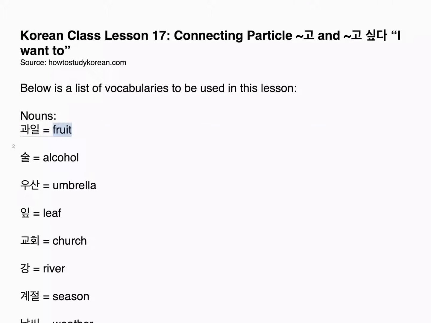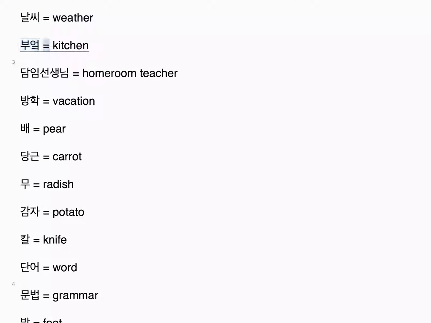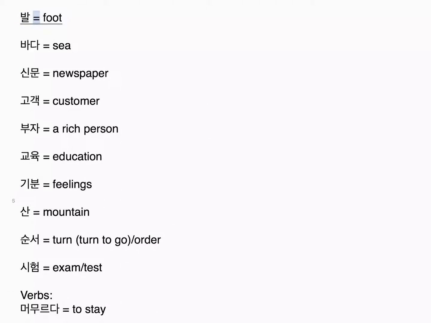Nouns. 과일 equals fruit, 술 equals alcohol, 우산 equals umbrella, 입 equals lip, 교회 equals church, 강 equals river, 계절 equals season, 날씨 equals weather, 부엌 equals kitchen, 담임 선생님 equals homeroom teacher, 방학 equals vacation, 배 equals pear, 당근 equals carrot, 무 equals radish, 감자 equals potato, 칼 equals knife, 단어 equals word, 문법 equals grammar, 팔 equals foot, 바다 equals sea, 신문 equals newspaper, 고객 equals customer, 부자 equals a rich person, 교육 equals education, 기분 equals feelings, 산 equals mountain, 순서 equals turn, order, 시험 equals exam, test.